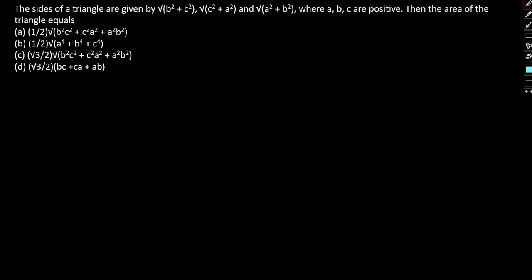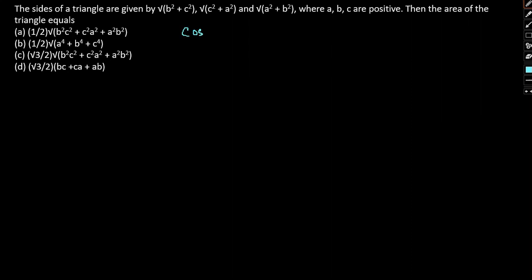The sides of a triangle are given by root under b square plus c square, root under c square plus a square, and root under a square plus b square, where a, b, c are positive. Then the area of the triangle is equal to, okay, so it's given here. So now let's do one thing.